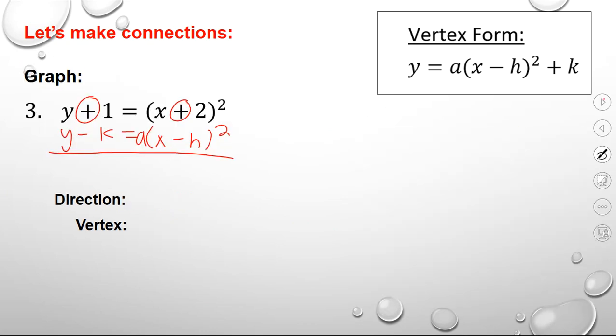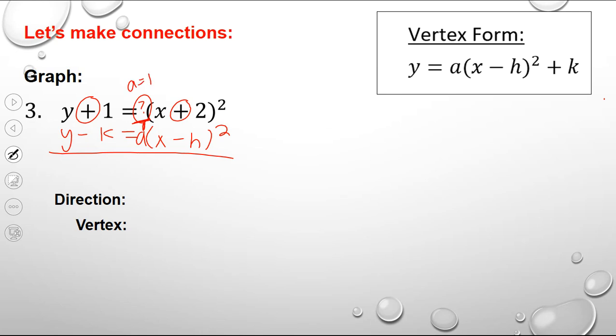Alright, so looking at it now, I want to know the direction. Now the direction is still the a value. Now the a value is supposed to be here, right? Because that's where the a maps to. But I don't see any number there. Doesn't mean a doesn't exist. It means a is equal to 1.